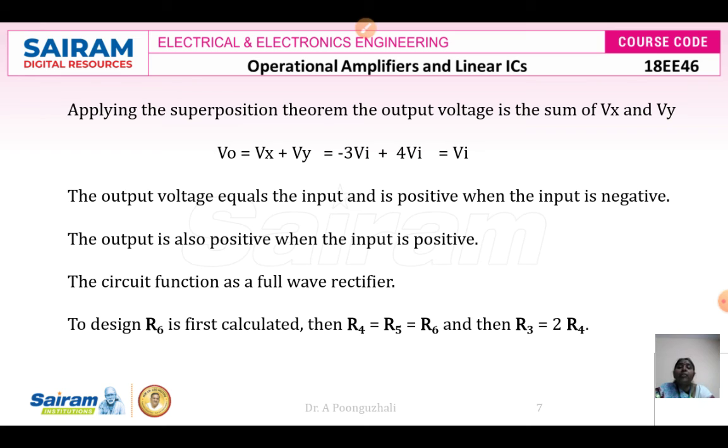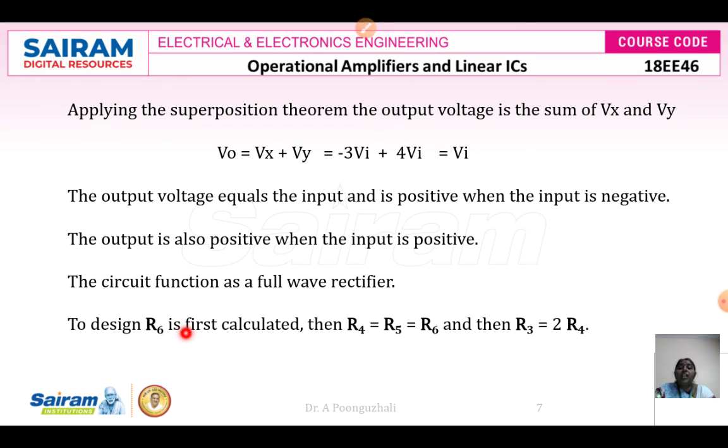So the total output, if I look at it, is nothing but your Vi. So we say that the output voltage is going to be equivalent to the input, and it is going to be positive when the input is negative. Similarly, the output is also positive when the input is positive. So the circuit is going to behave like a full wave rectifier.